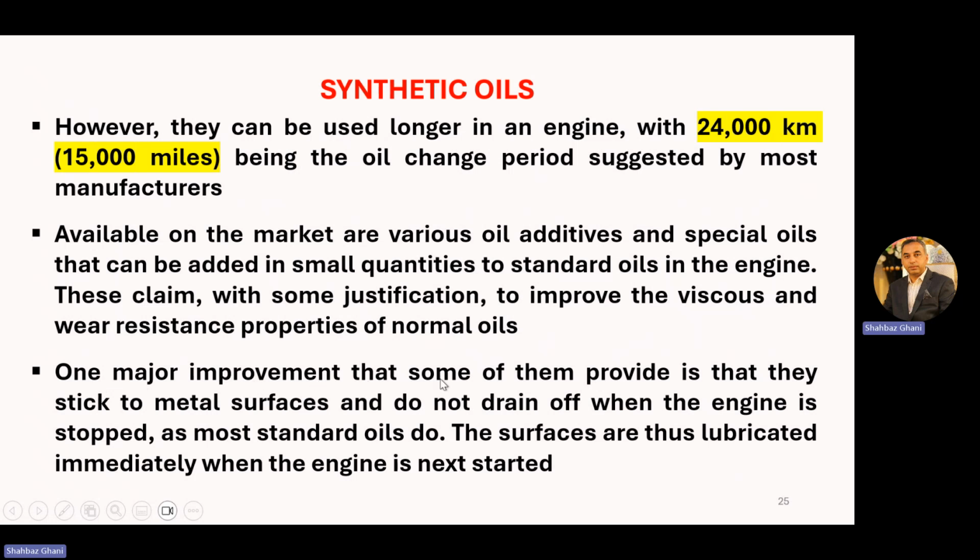One major improvement that some of them provide is that they stick to the metal surface and do not drain off when the engine is stopped, as most standard oils do. The surfaces are thus lubricated immediately when the engine is next started. So there is less wear while starting the engine because of these oils.